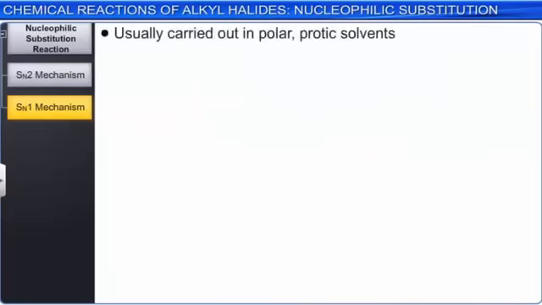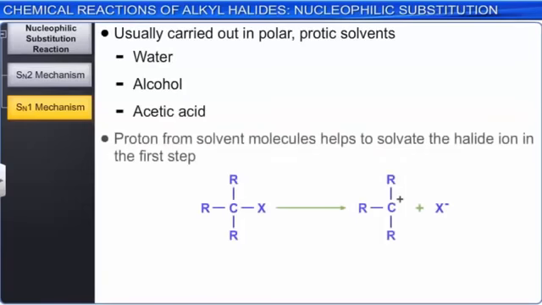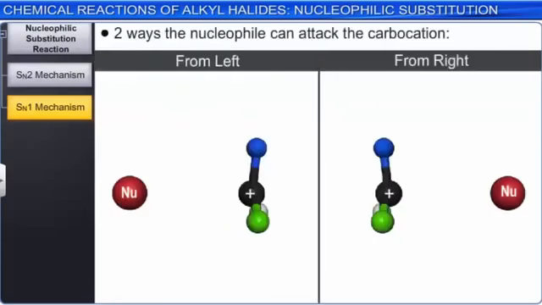SN1 reactions are usually carried out in polar protic solvents such as water, alcohols, and acetic acid. The proton from the solvent molecules solvate the halide ion as it leaves in the first step of the mechanism. In the SN1 mechanism, there are two directions from which the nucleophile can attack the carbocation. Two different products can be formed from the SN1 mechanism.